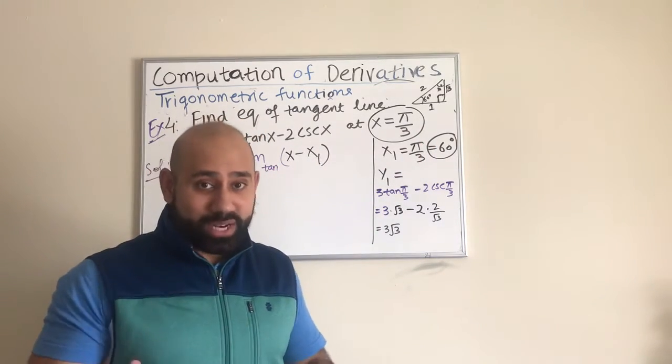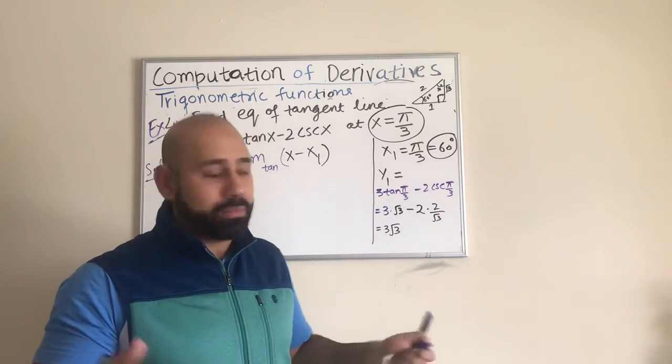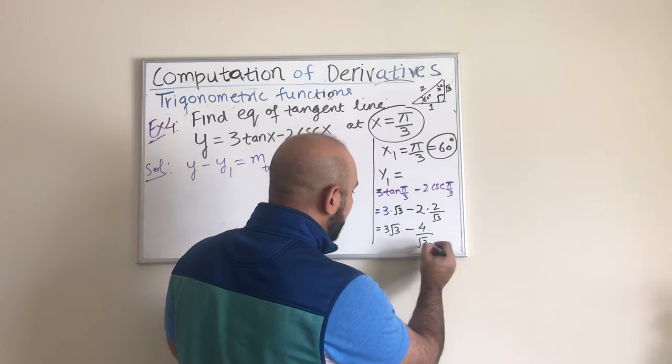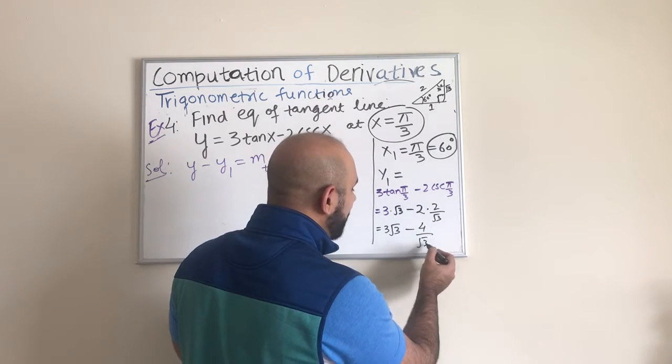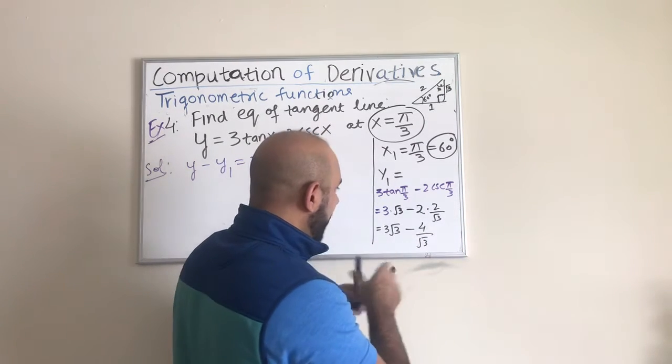Otherwise, you can use a calculator if you're allowed to use one, and you can get the actual value, which would be a decimal. Minus 2 times 2 is 4 over radical 3. Guys, usually we don't like to have radicals in the denominator, so it's up to you whether you want to rationalize this, like multiply. Let us actually do that here.